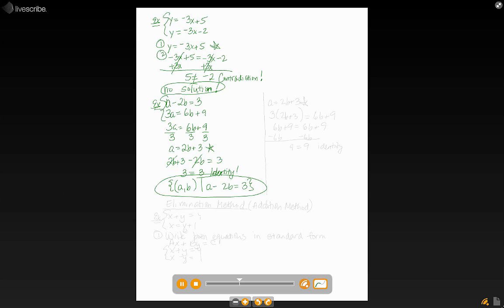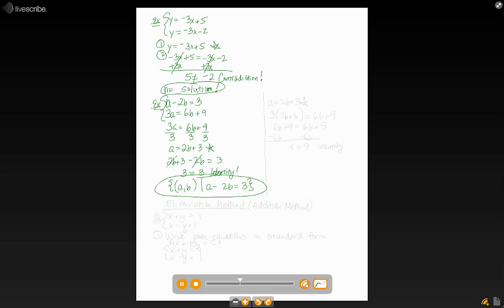So those are the 3 scenarios. You can either have an ordered pair solution and you go through all 5 steps for that, or you can have no solution, a contradiction, or you can have an identity, which gives you infinite solutions, which you have to write the equation of the line for.